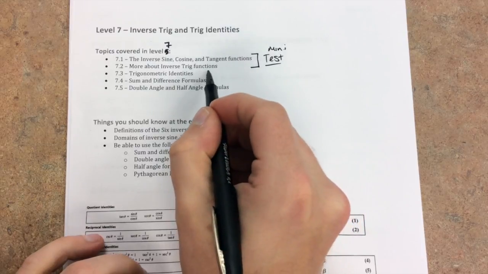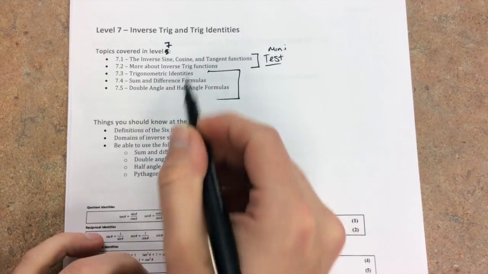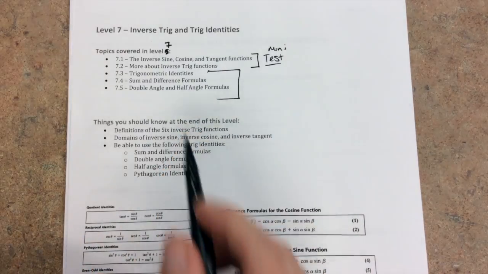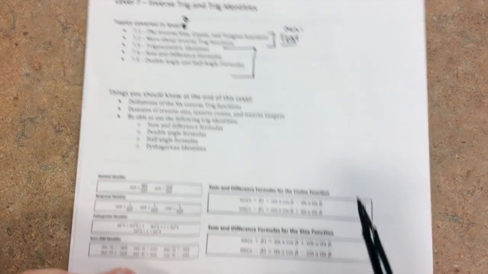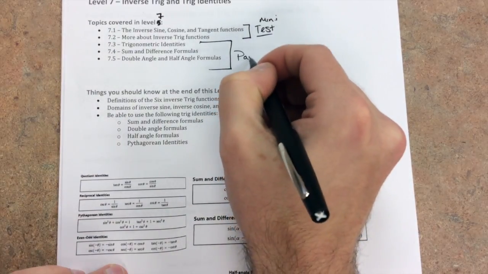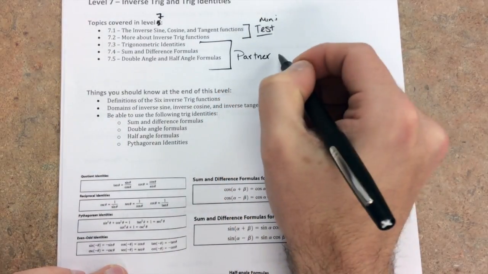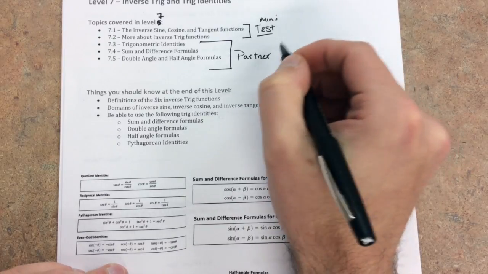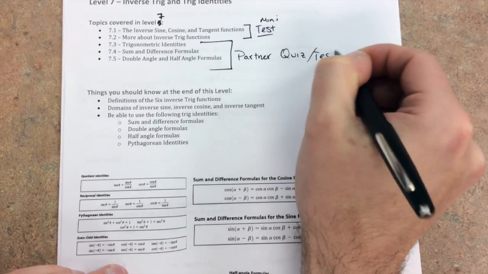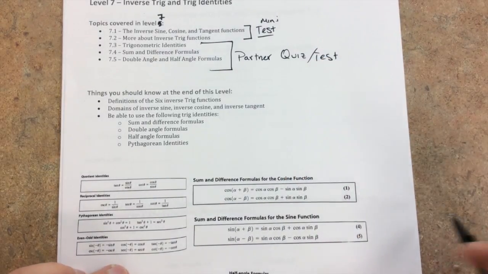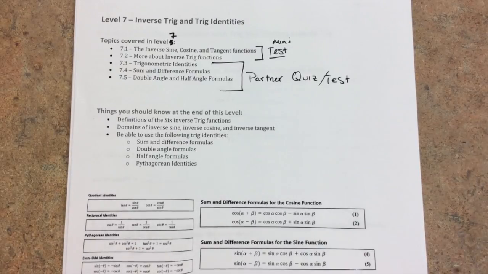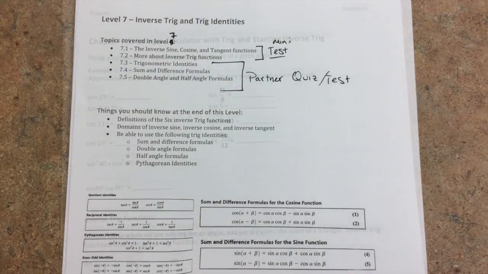And then this second bit is for trig identities. We're going to cover Pythagorean identities, sum and difference formulas, and then double angle formulas, which I have all listed down here. And this is going to fall right, hopefully, before break. We're going to have a partner quiz or test. So this is to give you a brief outline for what we're going to do for level 7. If you flip it over, then we will get started with 7.1.